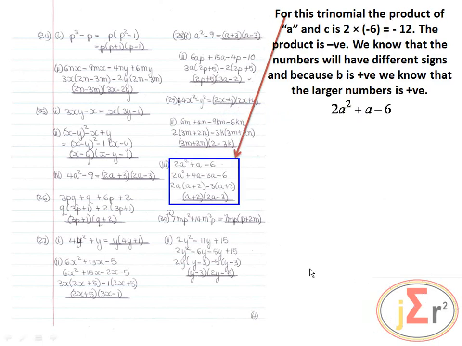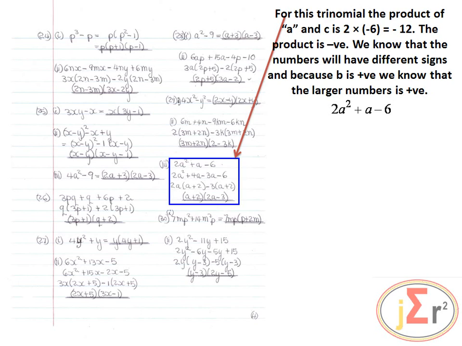And if my memory serves me right, on a previous tutorial we have solved this problem. So we'll just take a second go at it, include the details as usual. For this trinomial, the product of a and c is 2 multiplied by negative 6, and that gives us a negative 12. The product is negative, and what do we know about a negative product?